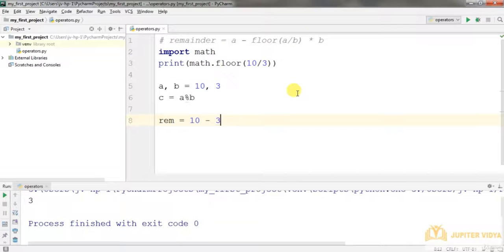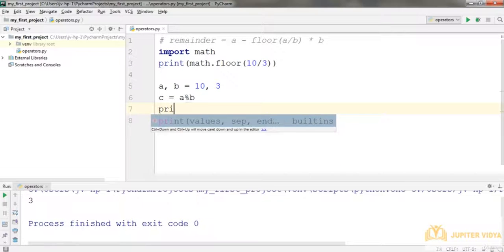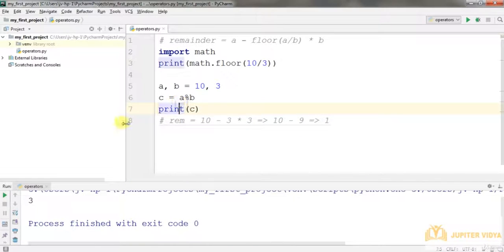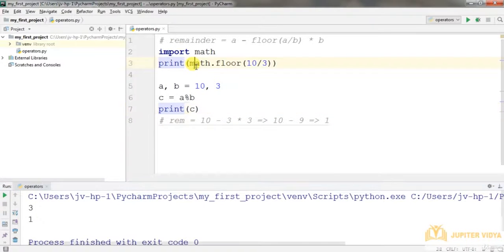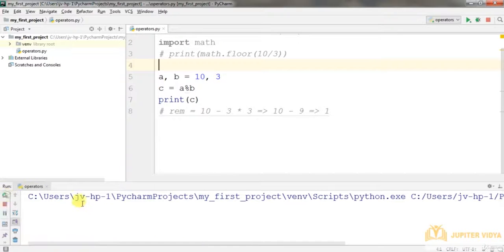Then multiply by B, which is 3. So it will be 10 minus 3 into 3, 9, and the answer will be 1. Okay. So let's print it, C. And you can see here, I'll comment this part, it is 1.